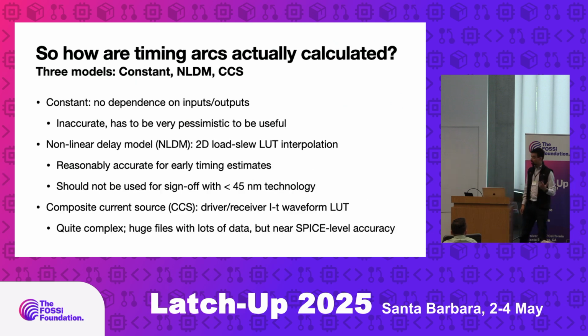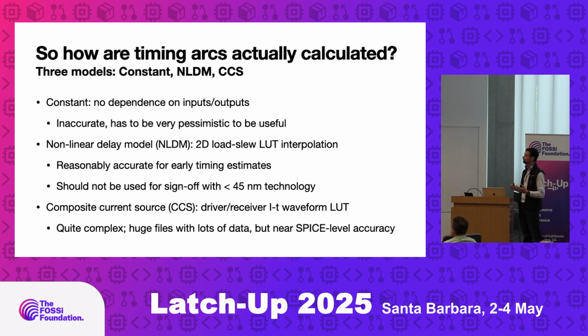So I'm just going to talk quickly about how timing arcs are actually calculated. The simplest is the constant model, which I talked about earlier, where you assume the timing arcs are just a fixed number, regardless of what the input signals or the output signals are doing. This is typically pretty inaccurate, and it has to be very pessimistic for it to work. But people do use these. Sometimes, when you have a macro in a design, you might use a very pessimistic timing assumption just to be safe. So I've seen that used.